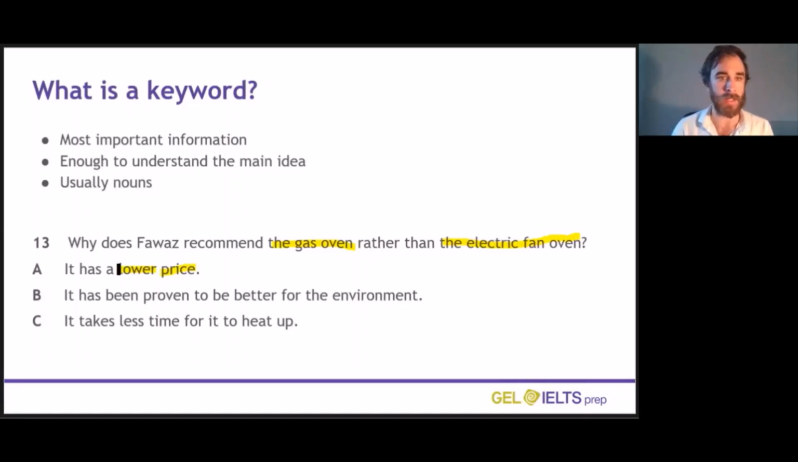In B, it says it has been proven to be better for the environment. So again, we're going to listen for better and environment. So any language which is connected to the idea of it being better, superior, and environment, something ecological or green. In C, it takes less time for it to heat up. So there I would say less time is important and heat up. So we're going to be listening for anything connected to those ideas.